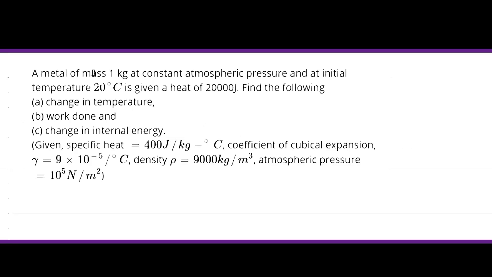Hello everyone, a metal of mass 1 kg at constant atmospheric pressure and at initial temperature 20 degrees Celsius is given a heat of 20,000 joule. Find the following: first, change in temperature; second, work done; and third, change in internal energy. Now we have to find the change in temperature, and mass given here is equal to 1 kg. We know that the heat Q is written as m s delta T.